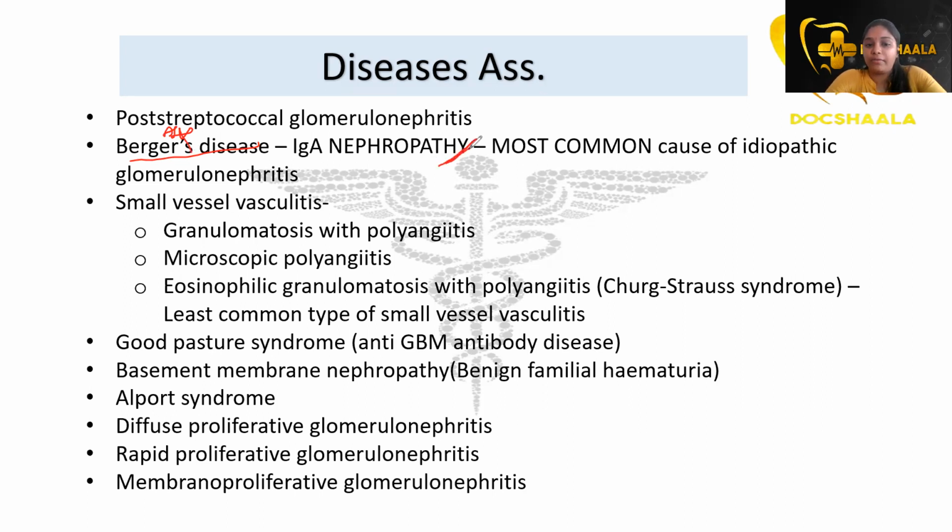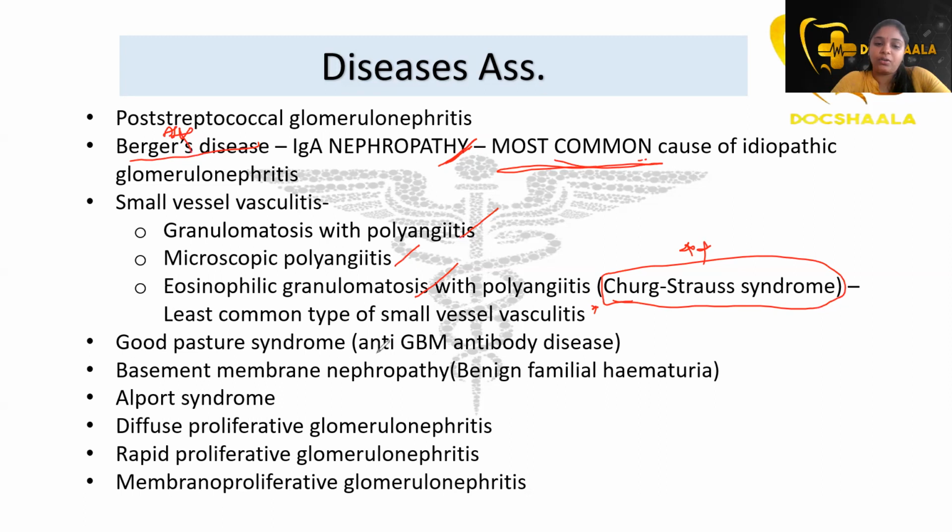It is an IgA nephropathy. It is IgA mediated nephropathy. It is the most common cause of idiopathic nephritic syndrome. Then small vessel vasculitis. In small vessel vasculitis, in what all diseases? Granulomatosis with polyangiitis, microscopic polyangiitis, eosinophilic granulomatosis with polyangiitis, that is Churg-Strauss syndrome. Small vessel vasculitis leads to formation of nephritic syndrome. Churg-Strauss syndrome is the least common type of small vessel vasculitis.